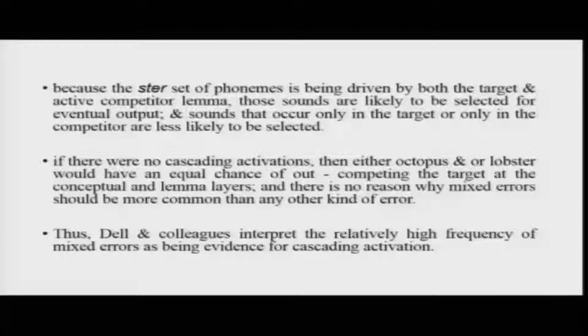However, if there were no cascading activations, then either octopus or lobster should have had an equal chance of outcompeting the target at the conceptual and lemma layers, and there is no reason why mixed errors should be more common than any other kind of error. So this is basically the explanation. Dell and colleagues interpret the relatively high frequency of mixed errors as evidence of cascading activation, because activation at one level is also feeding down to the lower levels.